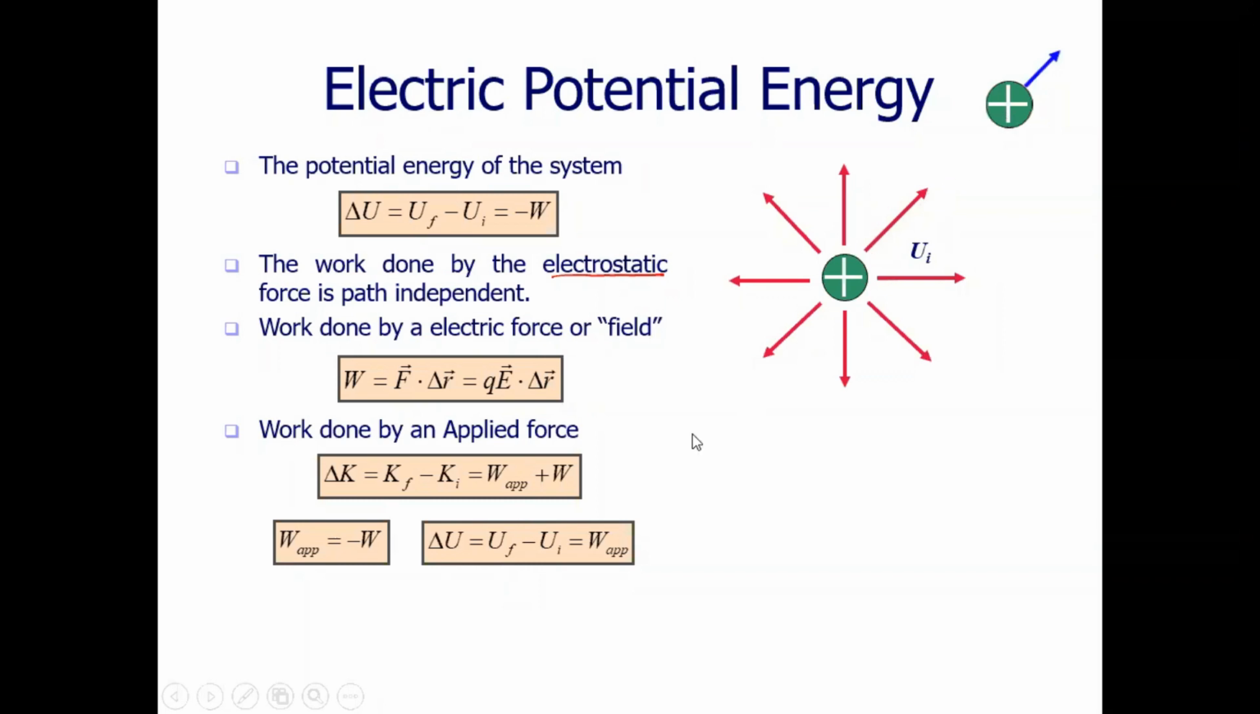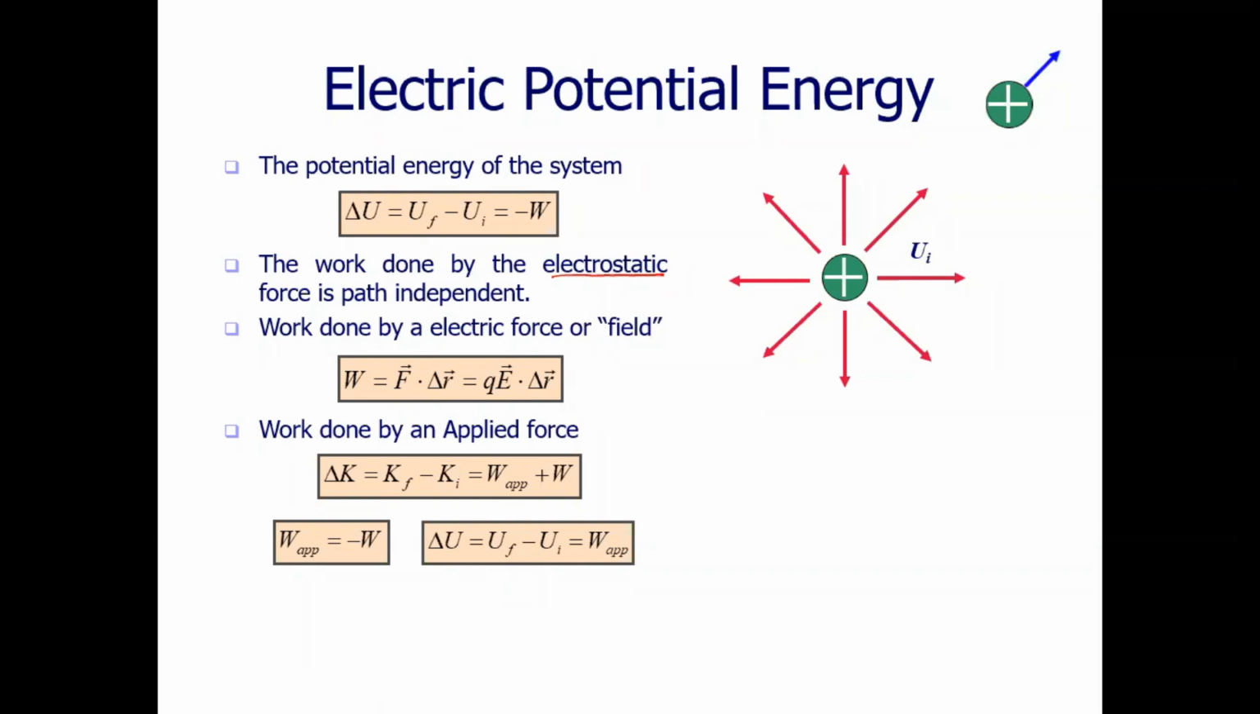Now, can someone tell me what is the angle between the force and the displacement in this case? I think the angle is 0. The angle is 0 because you can see that the force is in the same direction as the displacement. So the cosine of the angle will just be cos 0, which is equal to 1.